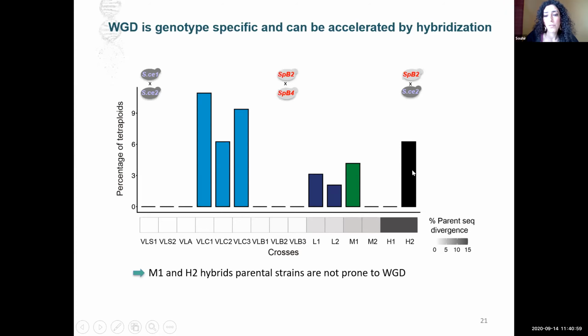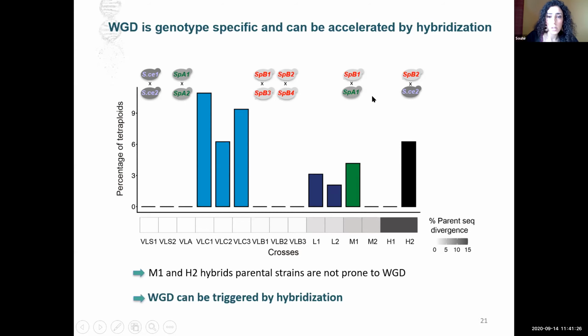And the same thing for H2 hybrids, which share the same parents with VLS and VLB intralineage crosses, where whole genome duplication did not occur. So these results suggest that the higher rate of whole genome duplication in M1 and 2 and H2 hybrids is not due to an intrinsic ploidy instability of their parental subgenomes. And so these results provide evidence that whole genome duplication can be triggered by hybridization.